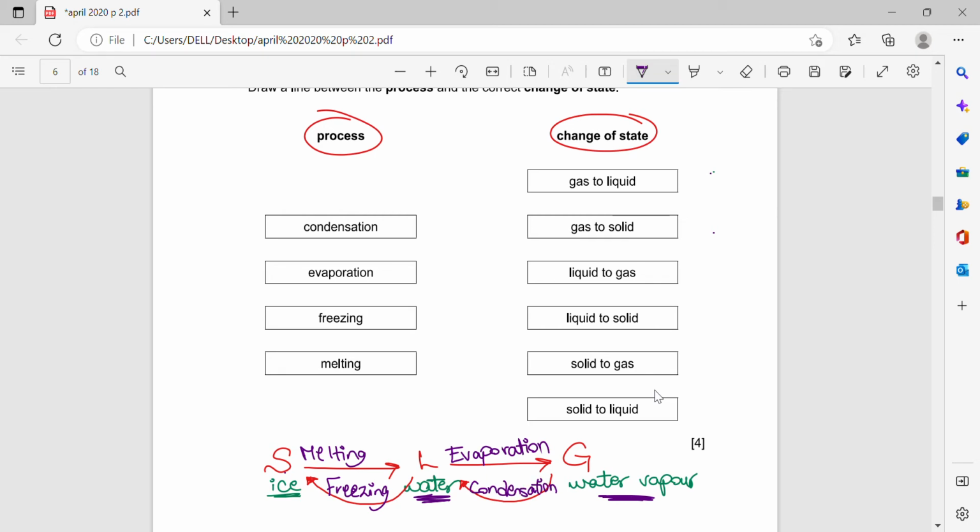Good. Let's match here. Condensation, gas to liquid. Evaporation, liquid to gas. Freezing, liquid to solid. Melting, solid into a liquid.